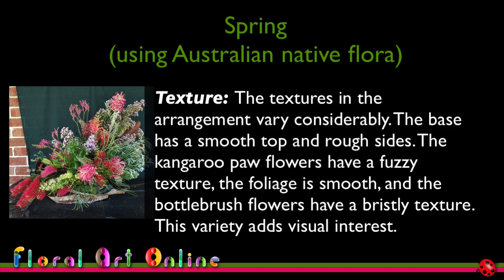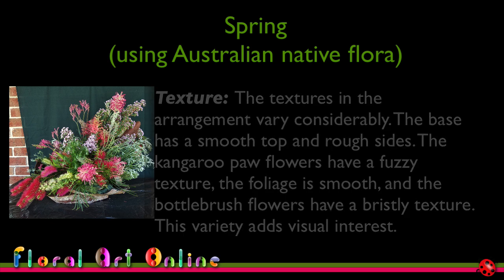Texture. The textures in the arrangements vary considerably. The base has a smooth top and rough sides. The kangaroo paw flowers have a fuzzy texture. The foliage is smooth and the bottle brush flowers have a bristly texture. This variety adds visual interest. So not just recognising that there's different textures within the design, but why that is useful in terms of this design. So once again, a good educational tool for us when we're looking at our designs and trying to improve them each time we do something.